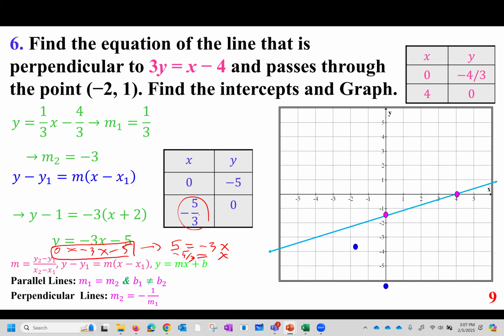So plot those two pairs. (0, negative 5). Negative 5/3, that means negative 1 and 2/3. Connect them. And of course, (negative 2, 1) is also on that. Again, when you use the intercepts, it makes the graph look better, okay? Again, let me know if you have any questions.